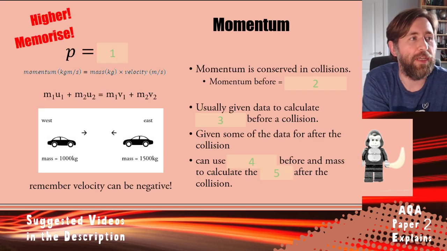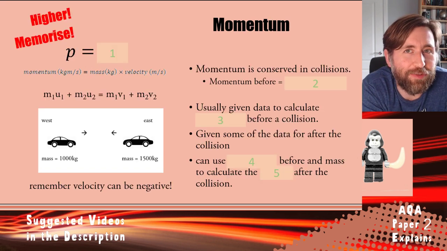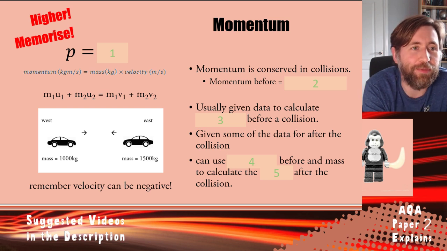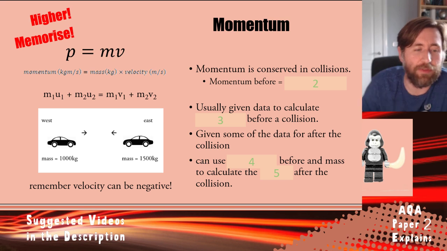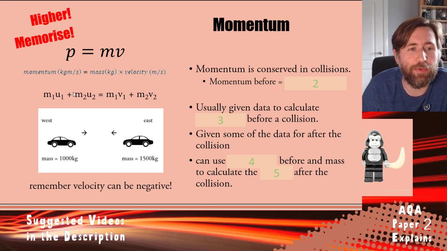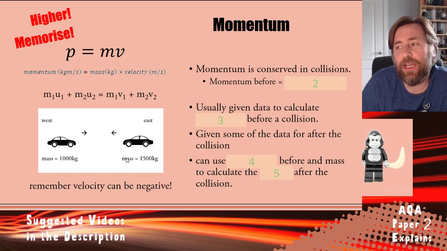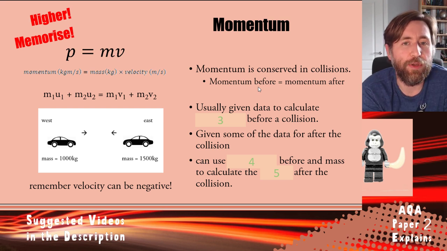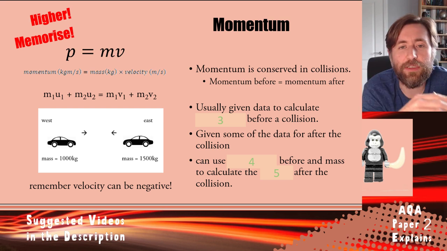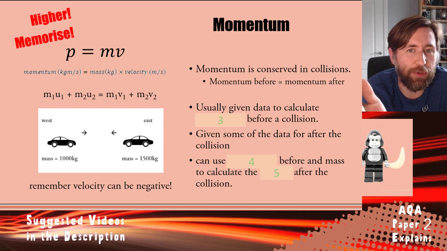So momentum next. Probably everyone's least favorite part, it's just a higher-tier part though, but you do need to know the equation: momentum is mass times velocity, the product of mass and velocity. They might give you an example like this with two cars that are going to collide, and you could work out the momentum before and make that equal to the momentum after. That is the law of conservation of momentum. The momentum before a collision is always exactly the same as the momentum afterwards.